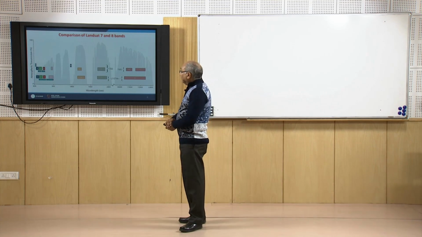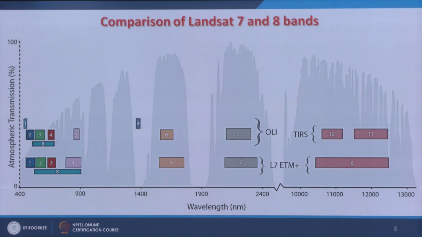Most importantly here, we are comparing the just previous Landsat 7 and 8 satellites, and how things keep changing as new sensors are designed and so on. As you can see, the top one is the OLI, that means the Landsat 8 bands, which are located, and in the background what you are seeing is the spectra showing the absorptions or atmospheric windows.